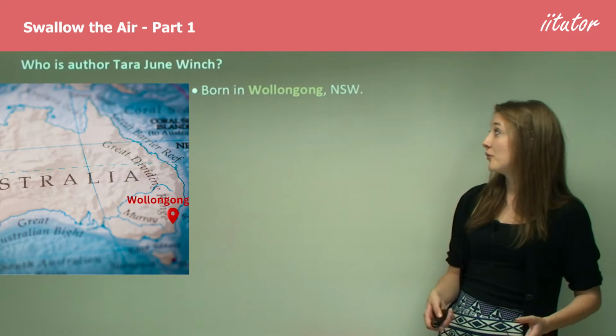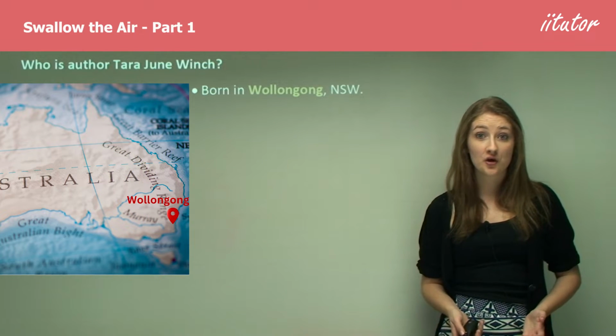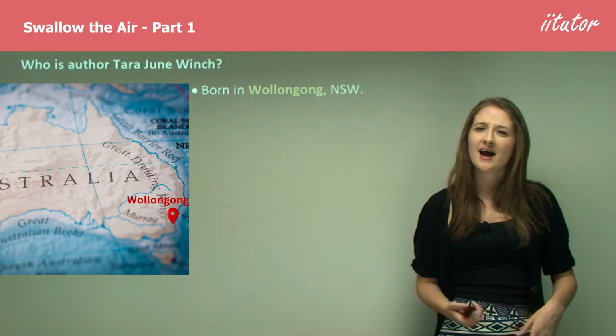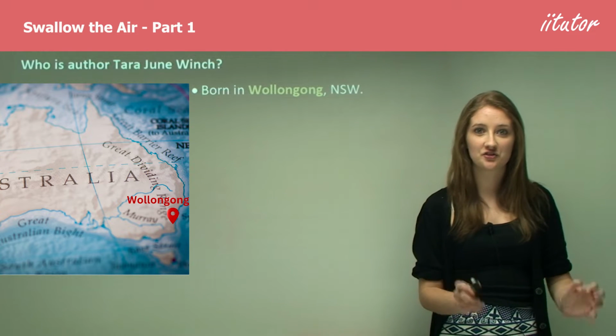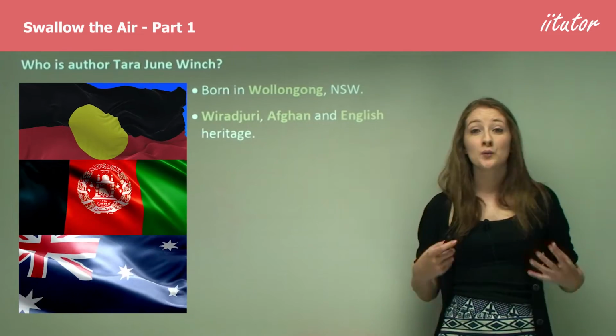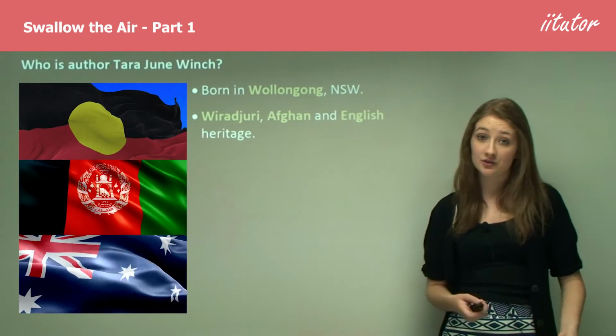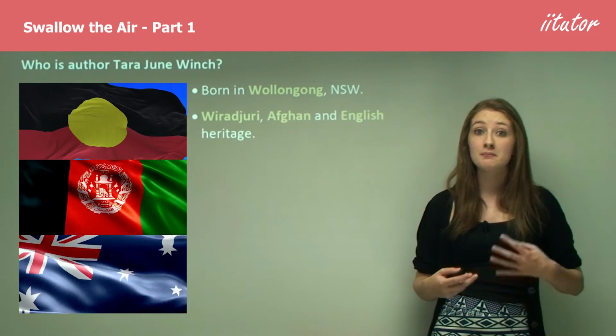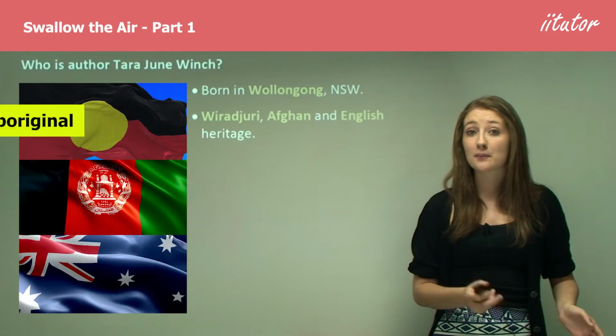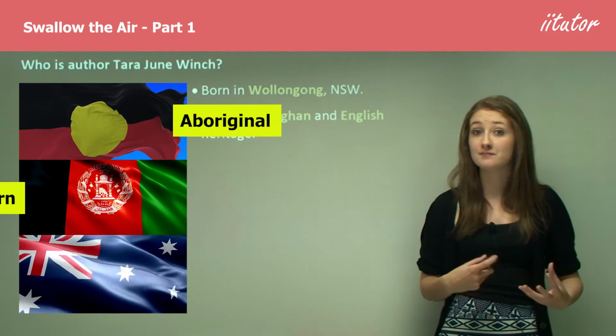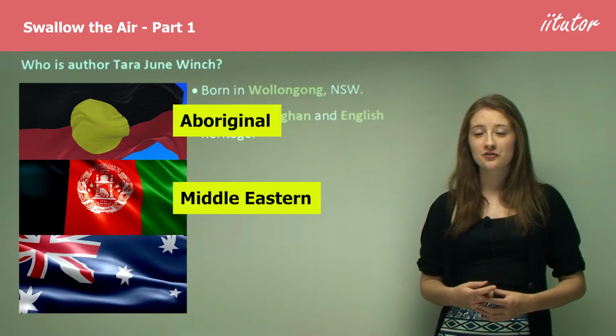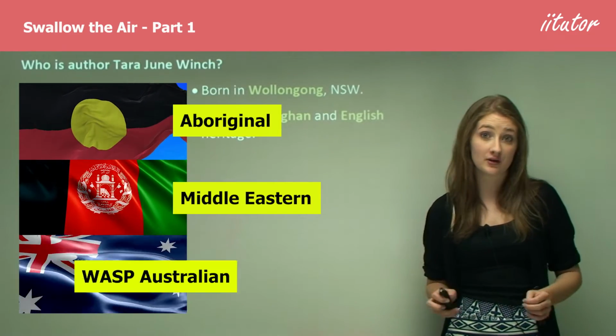Tara June Winch was born in Wollongong, New South Wales, so she was actually born in Australia, and that's definitely reflected by her very Australian focus. She is Wiradjuri, Afghan and English of heritage. So she has this very multicultural mix. She has Aboriginal in her, she's got a sort of Middle Eastern background, and then she also has the traditional sort of WASP Australian culture.